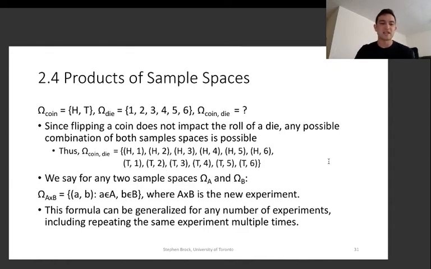So in general, we can say for any two sample spaces, omega A and omega B, the joint sample space is now all of the combinations of each of the sample spaces. So this formula can actually be generalized for any number of experiments, including repeating the same experiment multiple times.